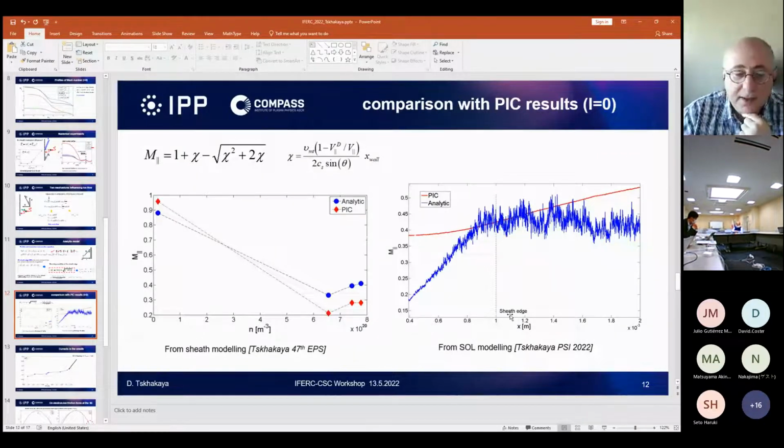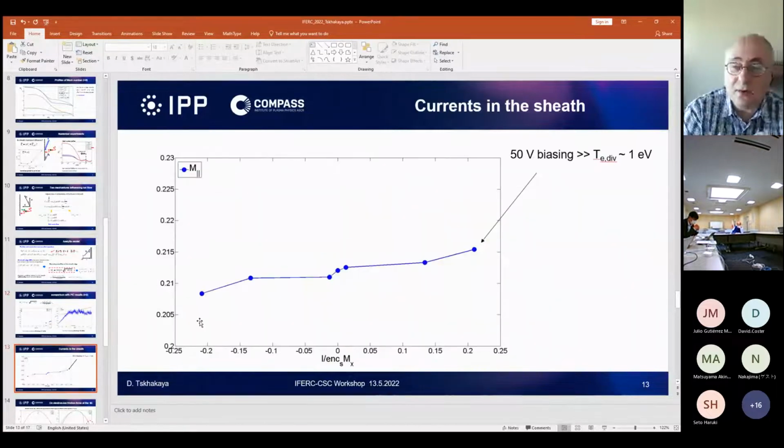And as I promised, I now show expressions when we have current. We should have some current regime, but we do not see it. So what we did was we just increased the biasing of the sheath. And we increased it enormously, because when we have an electron temperature of 1 and we increase the biasing by 50 volts, the normalized biasing is 50, which is an enormous number if you know probe theory, and we see a very small change of current and a very small change of Mach number.